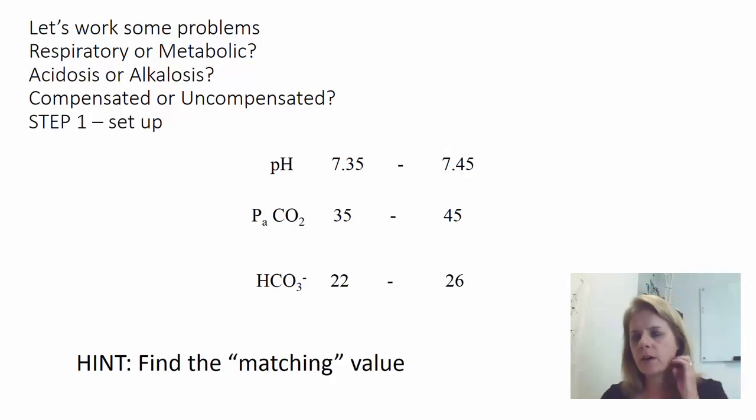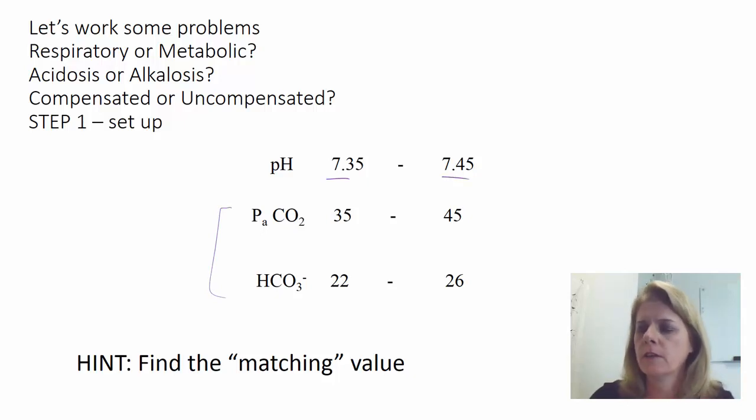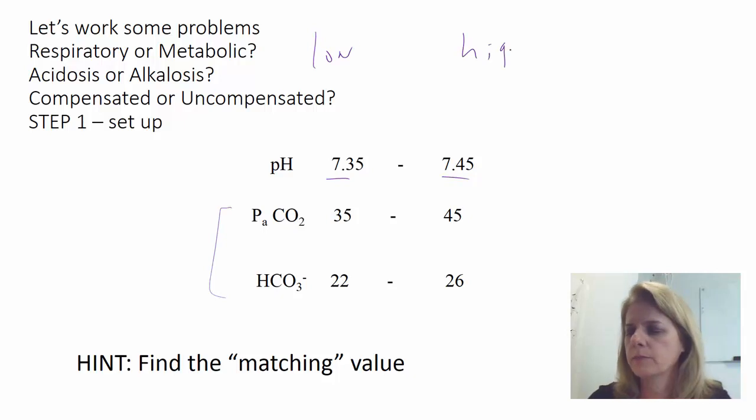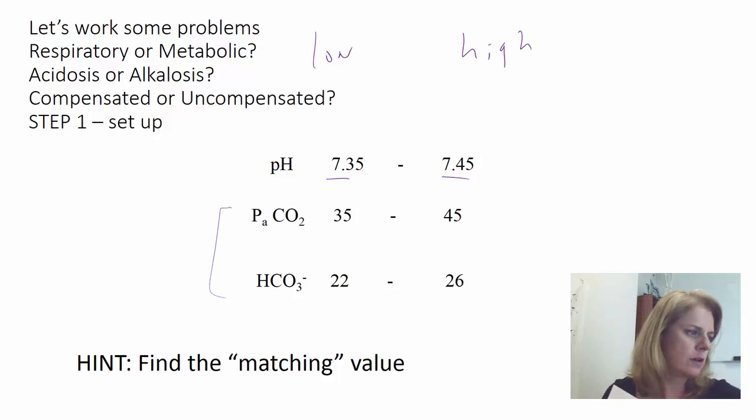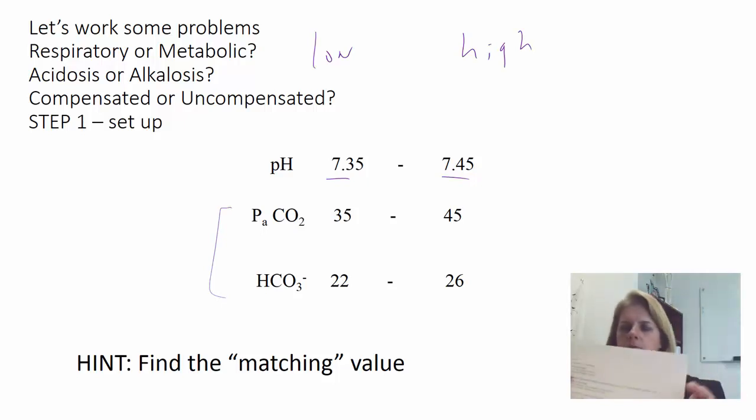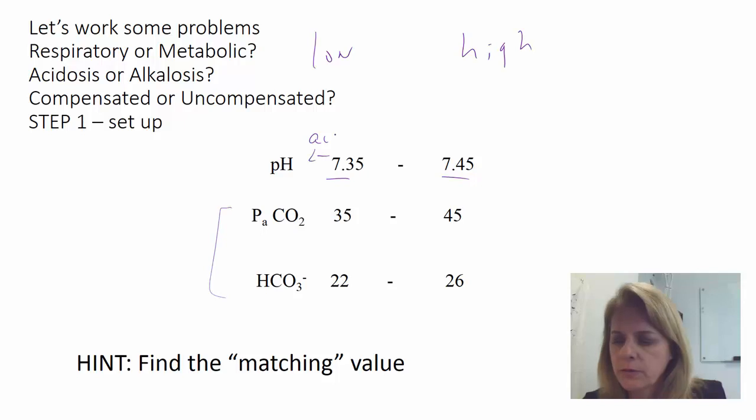The first thing you need to do, step one, is set up your map. When you're doing these problems, I will give you the CO2 and the bicarbonate, and then you'll fill in the pH of 7.35 and 7.45. This is your low number and then your high number. Now, set up your second cheat sheet. Take what you learned on your cheat sheet: if your values are out of whack, what does that tell you? If your pH is below 7.35, you're in acidosis. If it's above 7.45, you're in alkalosis.